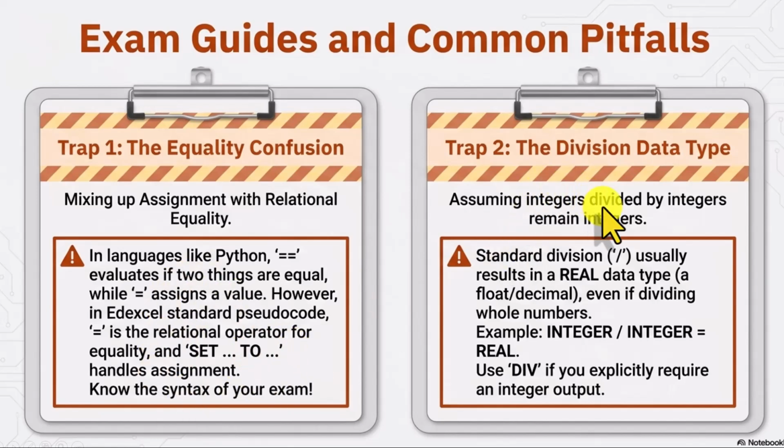And the other thing, assuming integer divided by integer remains integer. See here, the normal or standard division always results in a real number. 6 divided by 2 will be 3.0, so that will be a real number. But DIV, or integer division, the final result will be a whole number or integer, which simply does not take the decimal.